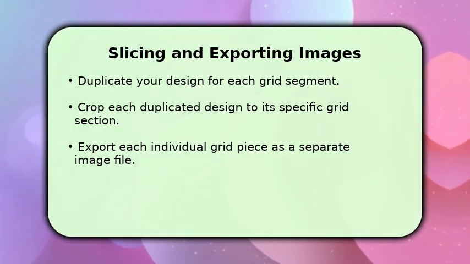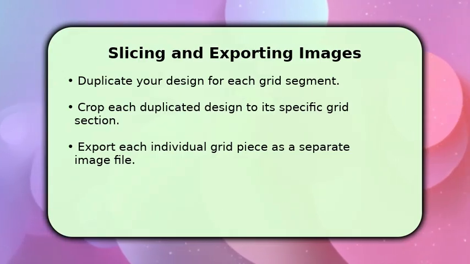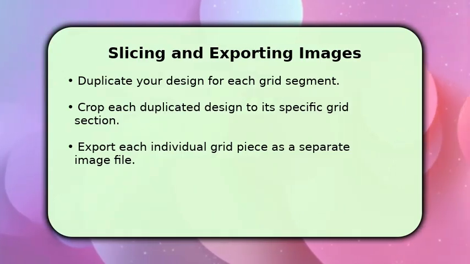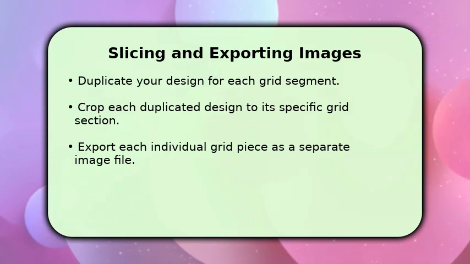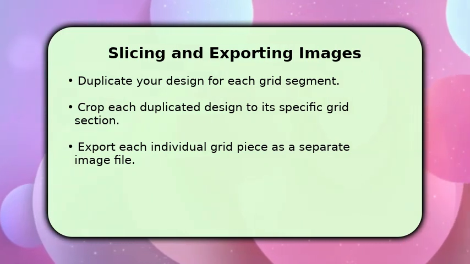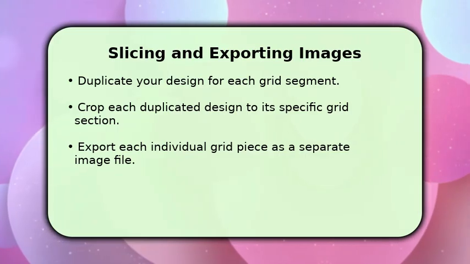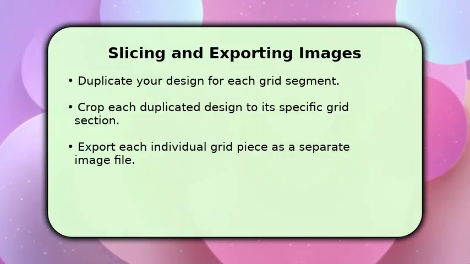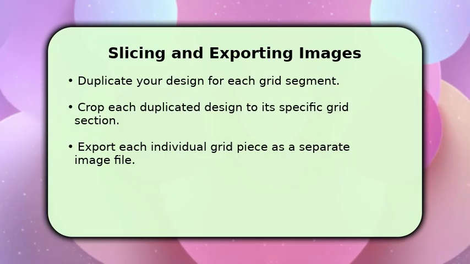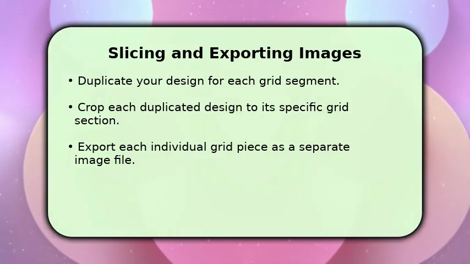Once your design is complete, duplicate your main Canva page for each grid segment you've created. For example, a 3x3 grid needs 9 separate pages. On each duplicated page, crop the design precisely to one of your grid sections. This step is vital for creating distinct, uploadable images. Finally, export each cropped section as a high-quality image file, ready for Instagram.